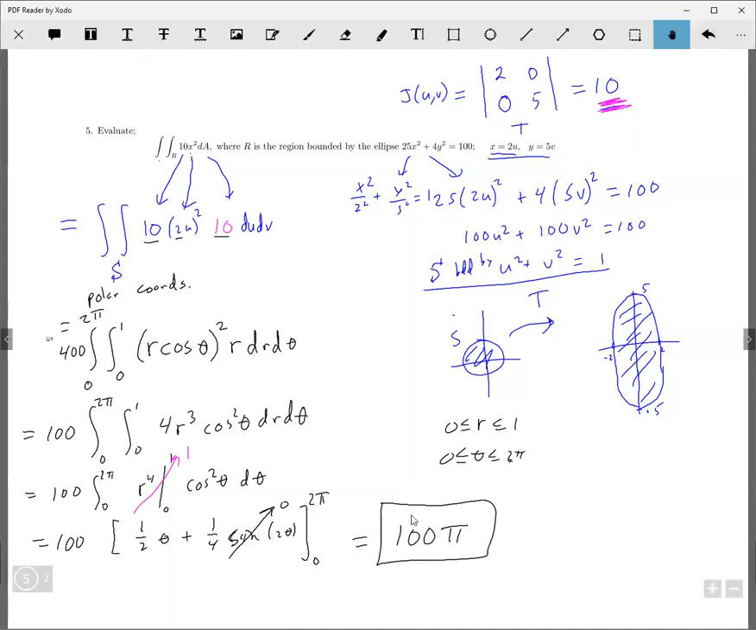This normally would call for a 100 pi celebration, but because of the quarantining stuff that we're supposed to be doing, we can't do it.